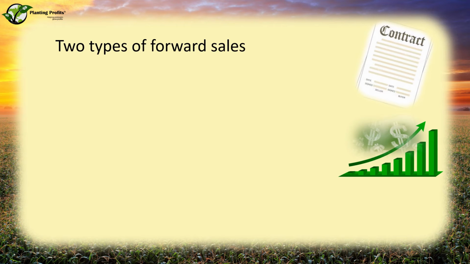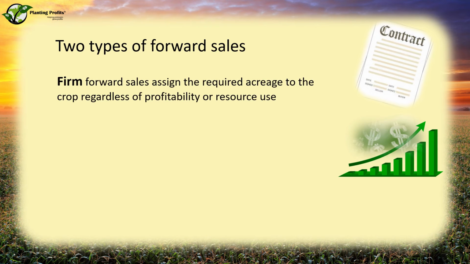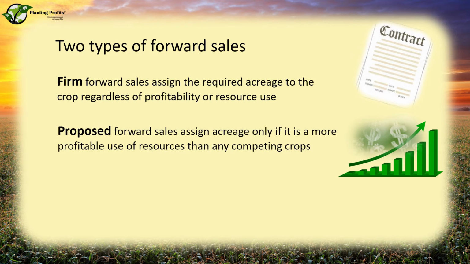For firm forward sales, planting profits will assign the required number of acres to that crop to meet the contract amount. A crop for a proposed forward sale will only be selected if it is more profitable than a competing crop and increases estimated income.